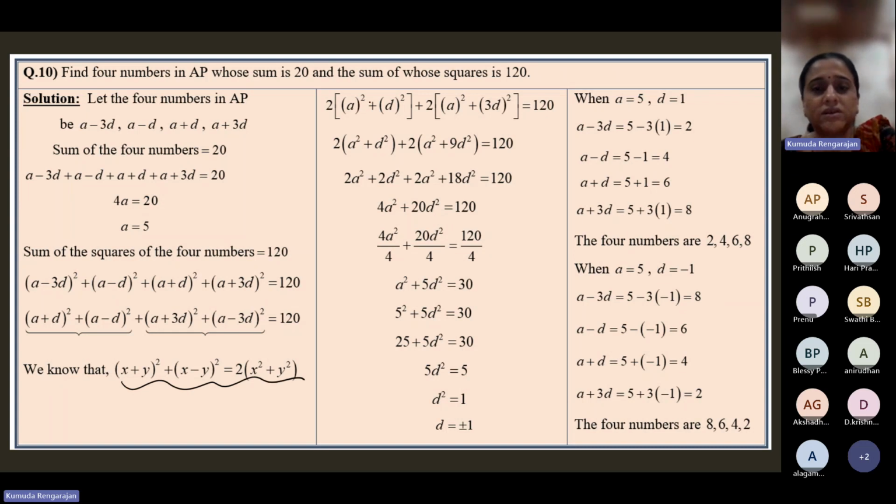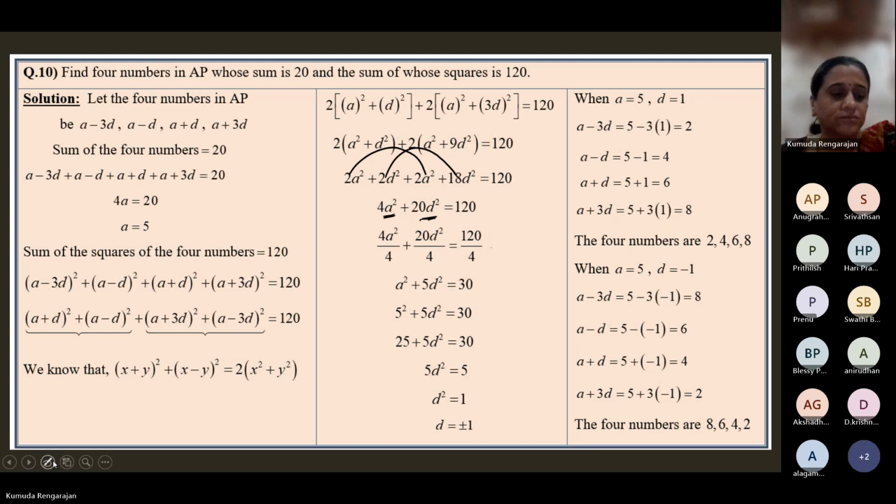So using the identity, this is 2 into a square plus d square plus 2 into a square plus 9d square. See, this is 3d the whole square. So this is equal to 120. And open the bracket. 2a square plus 2a square is 4a square. 2d square plus 18d square is 20d square is equal to 120. Divide by 4 throughout.